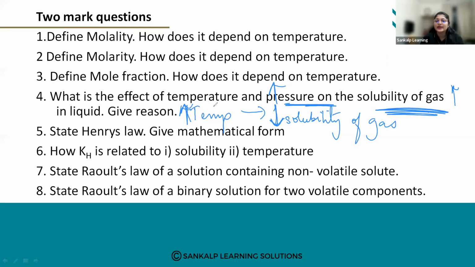At constant temperature, if you increase the pressure on the surface of water, the solubility of gas also increases. If you increase the temperature, what will happen? The solubility of gas goes on decreasing. So the volume of dissolved gas goes on decreasing. So this is the reason.